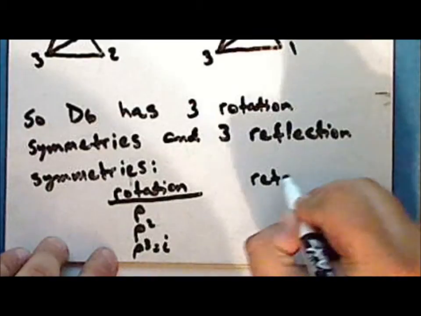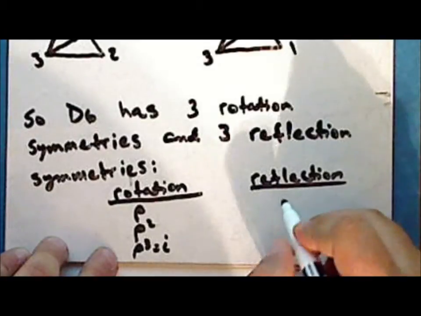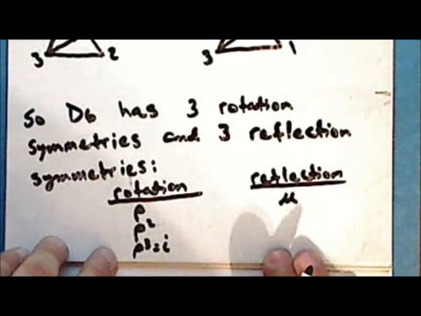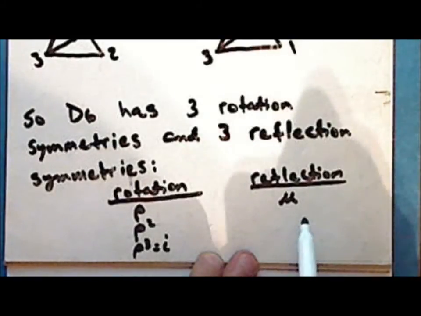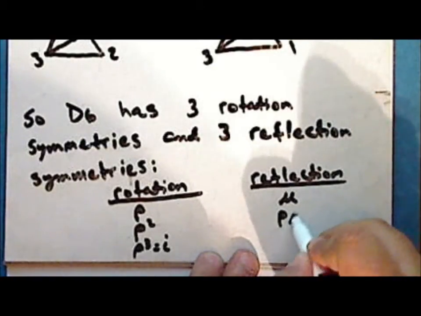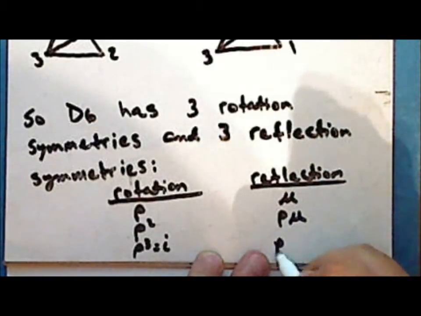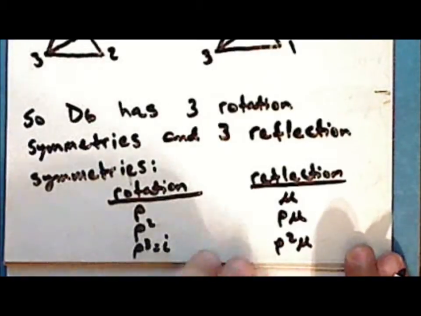The reflection symmetries are reflections about the line through the origin and the vertices, where mu is the reflection about the line through the center and the first vertex. Rho times mu is the reflection about the line through the center and vertex 2, and rho squared times mu is the reflection about the line through the center and the third vertex.